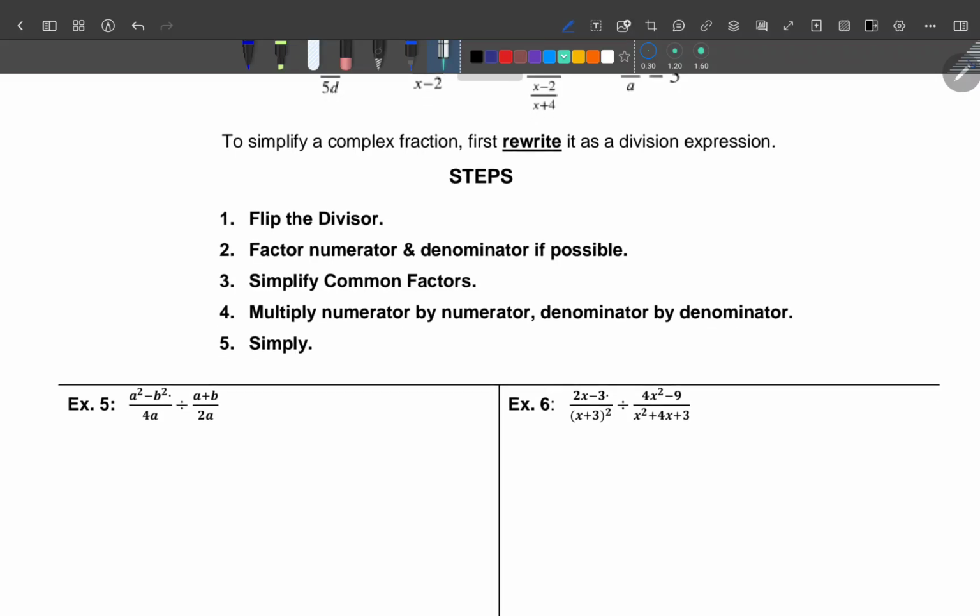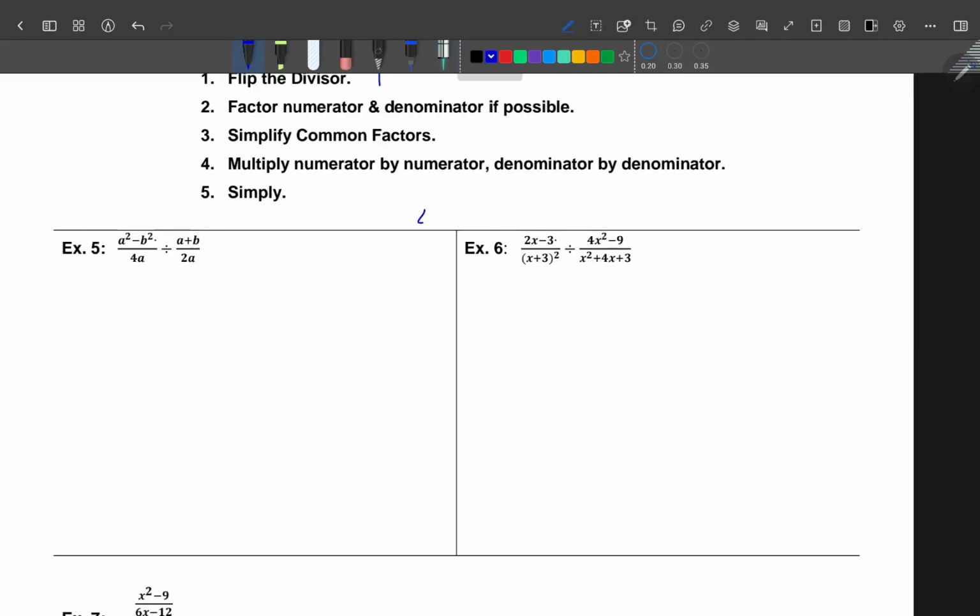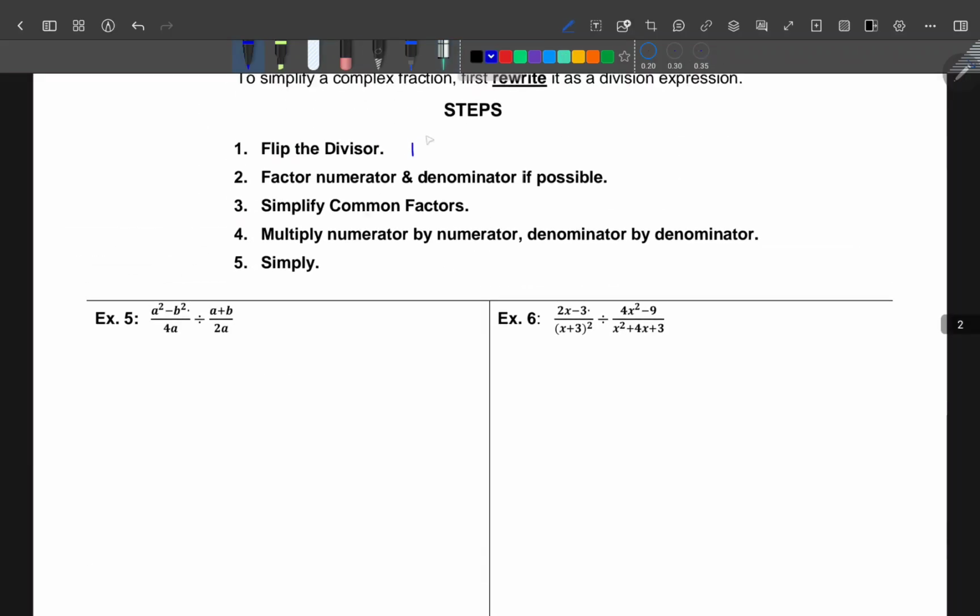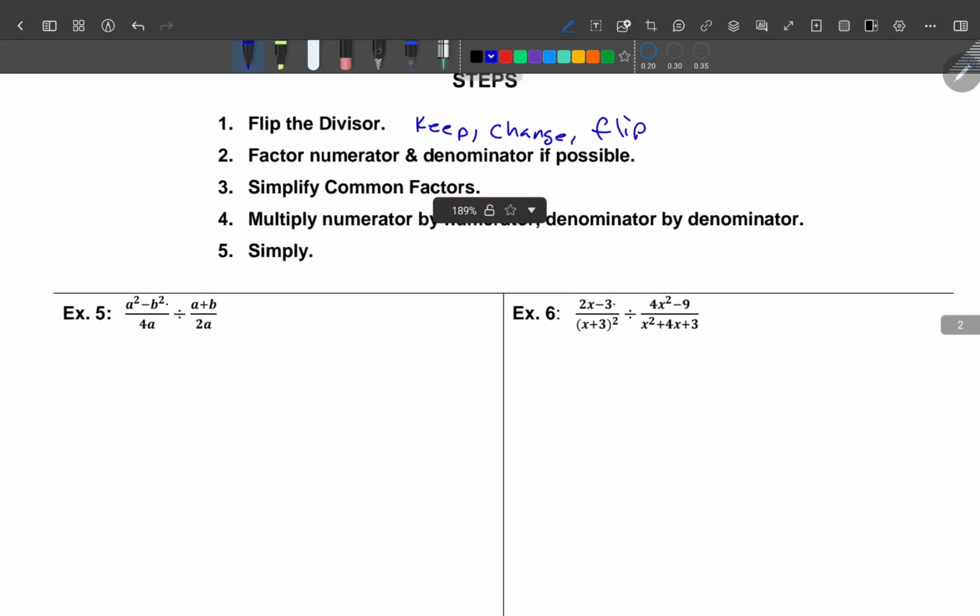And our steps are, I don't necessarily love the verbiage, we're going to flip the divisor, and then we're going to factor. What you guys probably learned is keep, change, flip, or something along those lines. And here's what that means.